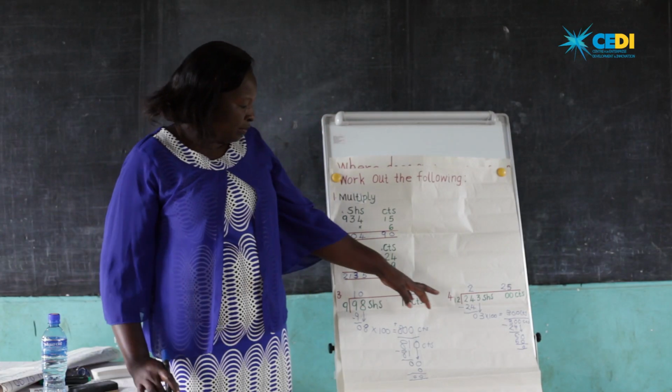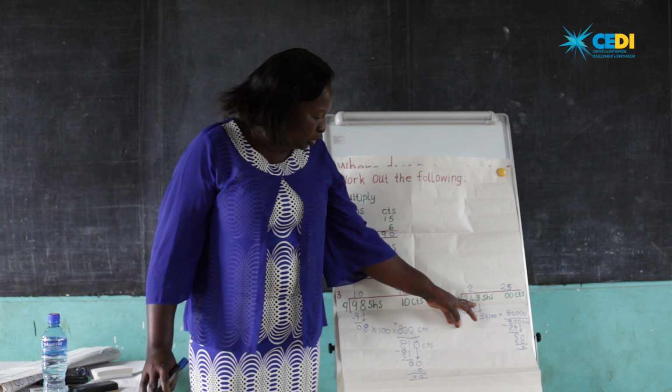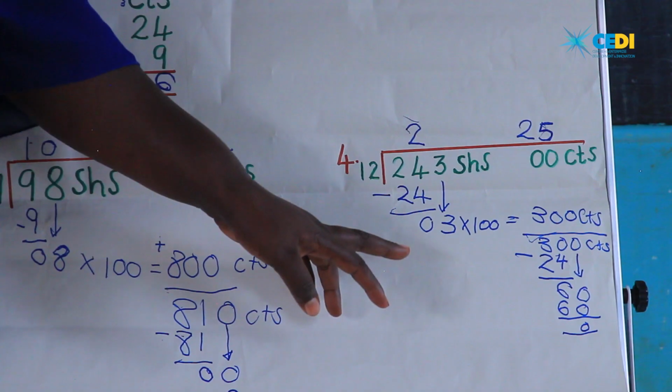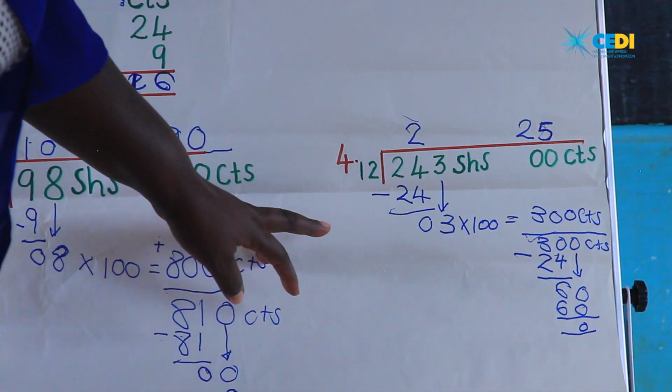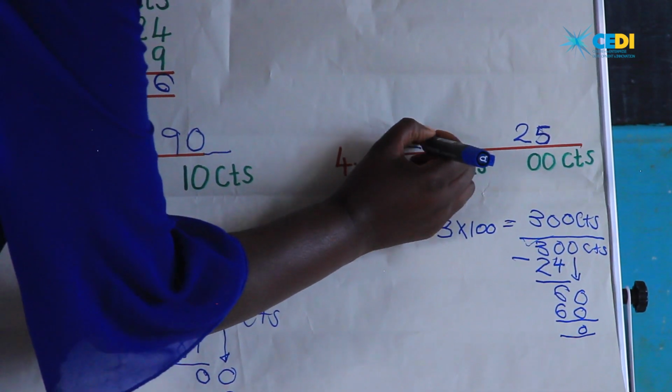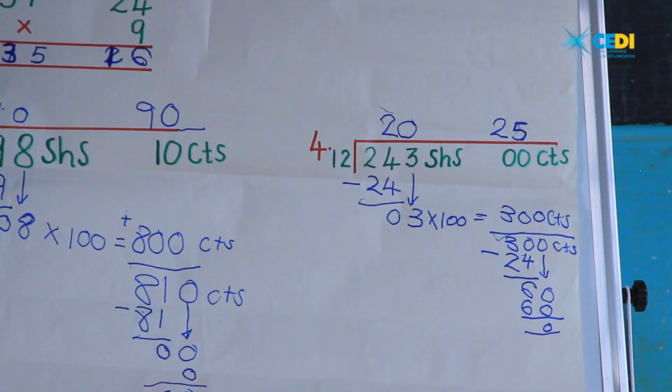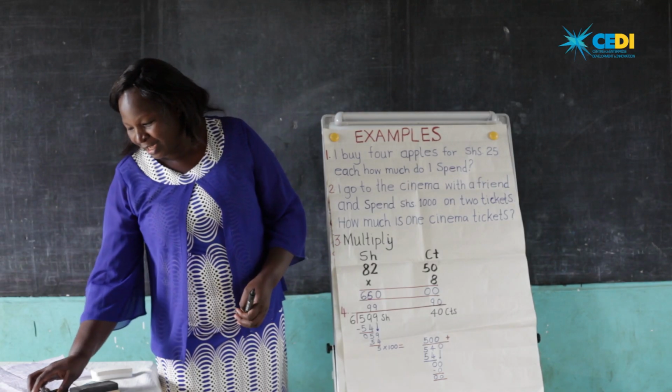So class, when we divide, you realize that you will give each child 2 shillings and 25 cents.